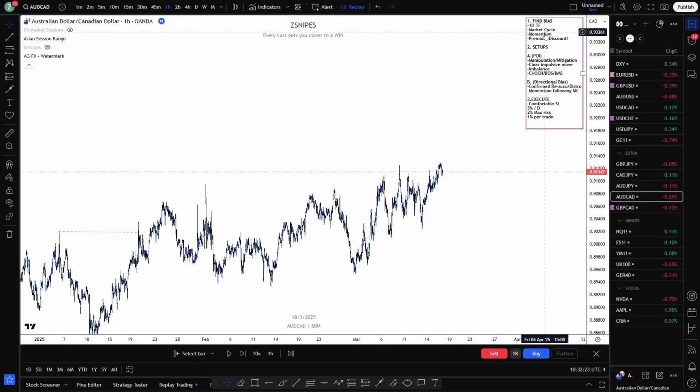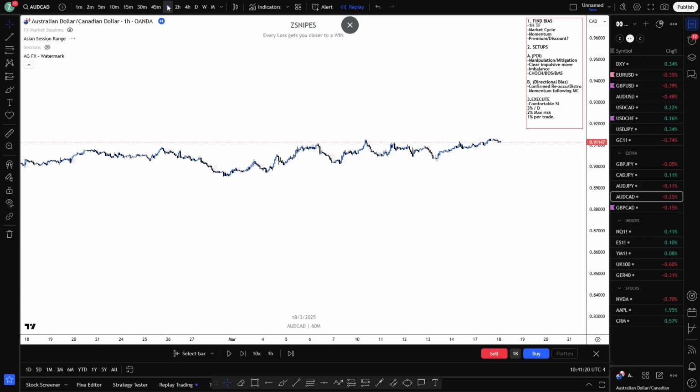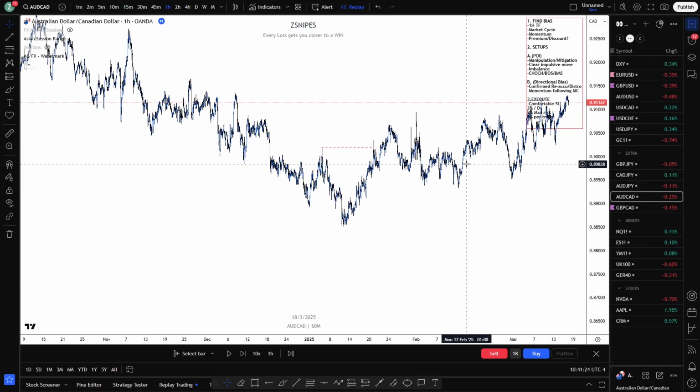Okay, so first thing we've got to find is bias. Usually I am on the 1 hour time frame. Sometimes I do start out on a higher time frame, like the daily or the 4 hour, just to get an overall direction of the market. The 1 hour time frame is usually what I'm using to look for my supply and demand zones specifically.